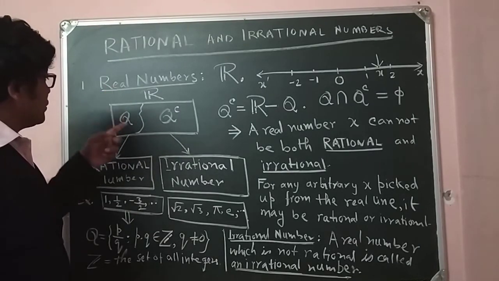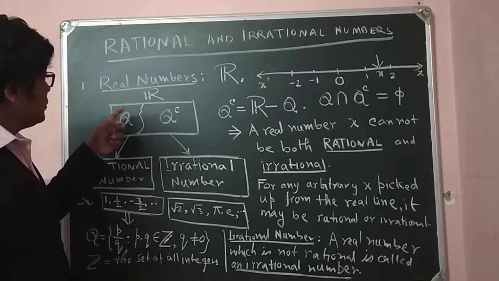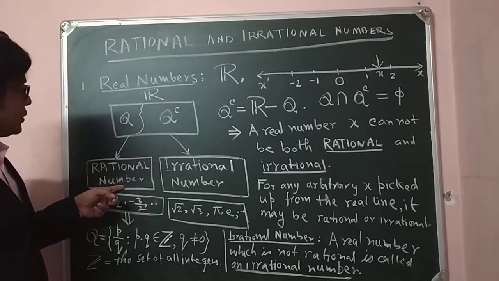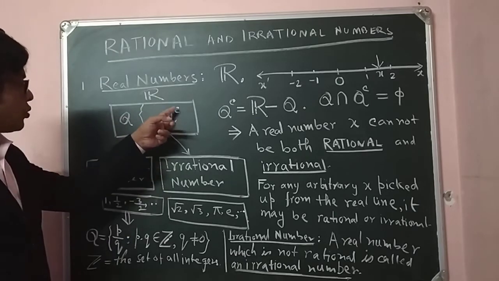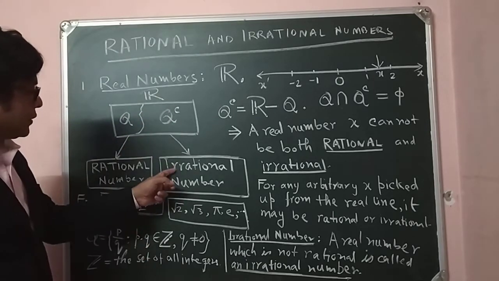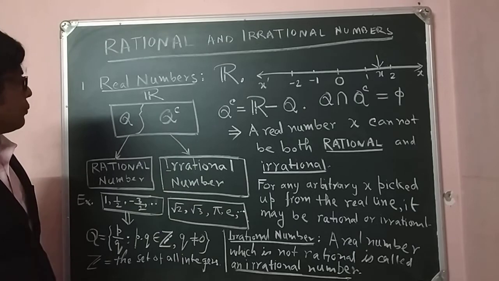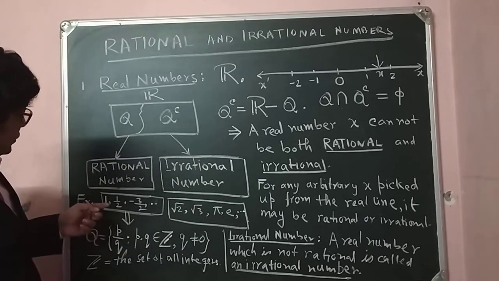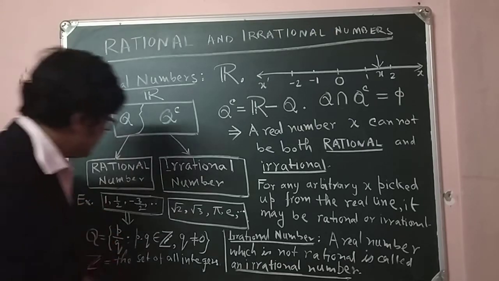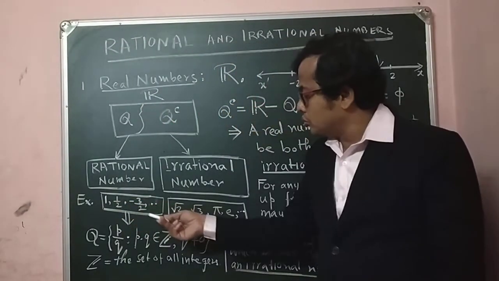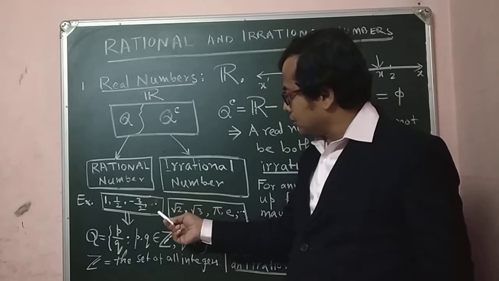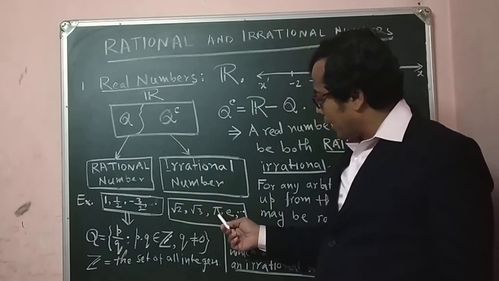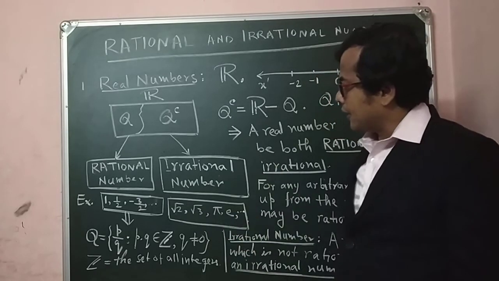A real number is of two types. One is Q, the set of all rational numbers, and another is Q complement, QC, the set of all irrational numbers. What are the rational numbers? Rational numbers are like 1, 1 by 2, minus 3 by 2, and so on. What are the irrational numbers? Root 2, root 3, pi, e, etc.